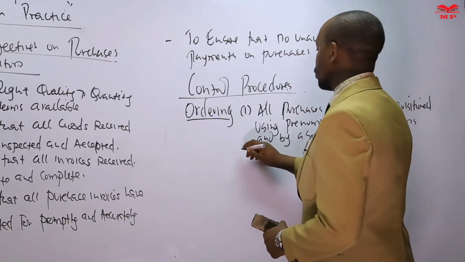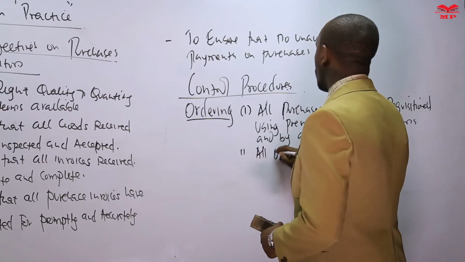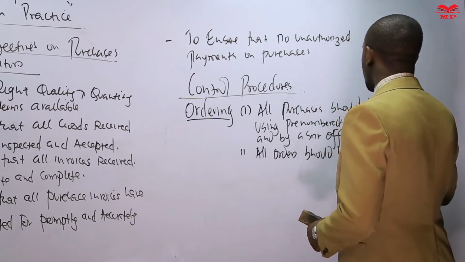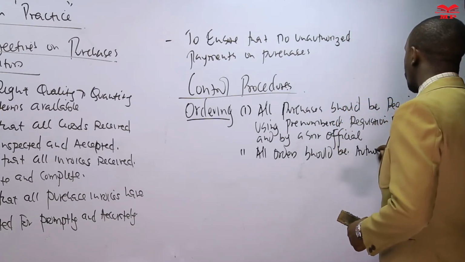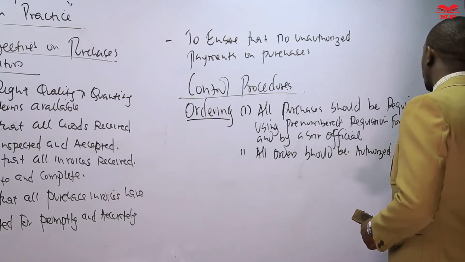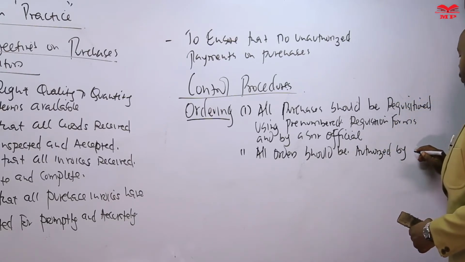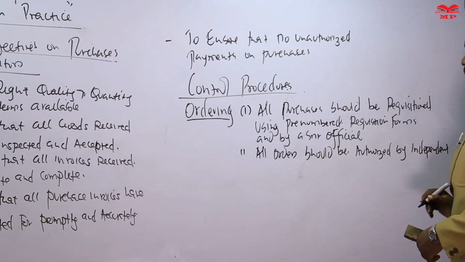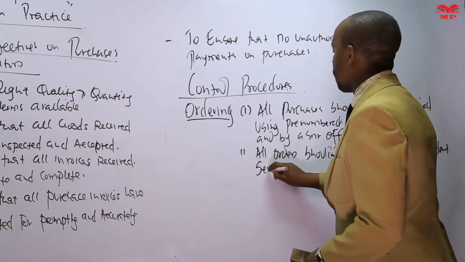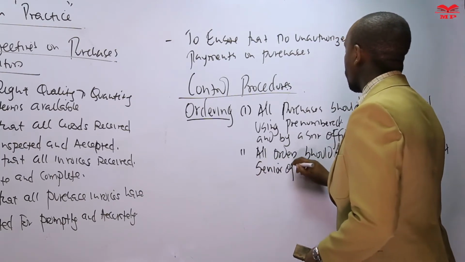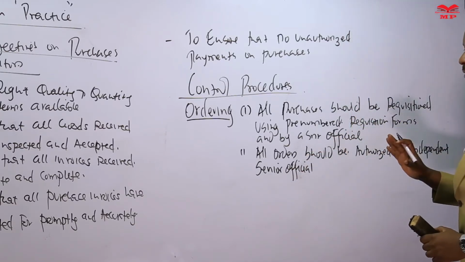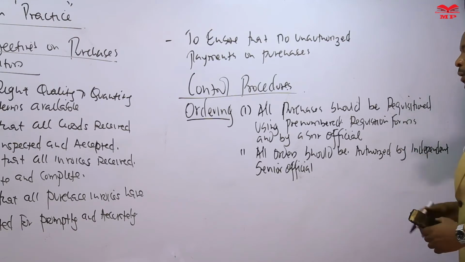So we say, number 2, all orders should be authorized by an independent senior official. So do not purchase goods in a company unless someone senior has stated that we are going to purchase that particular item. We call that authorization.